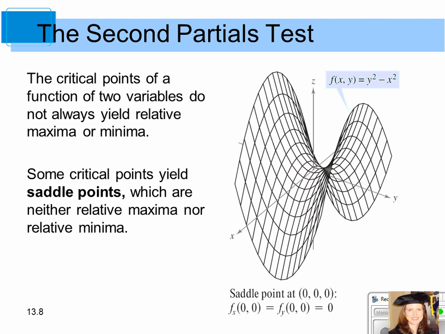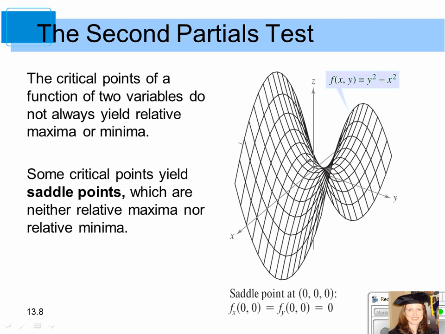Now we are going to be using the second partials test to determine whether we have extrema, maxima, or minima, or even saddle points. The critical points of a function of two variables do not always yield a relative maxima or minima. Some critical points yield saddle points, which are neither relative maxima nor minima. And this is called a saddle point because it looks like a saddle. Looking at it in one direction, you see the parabola that opens up, and looking at it from another direction, you see the parabola that opens down. Kind of looks like the shape of a Pringles potato chip. We call that a saddle point.